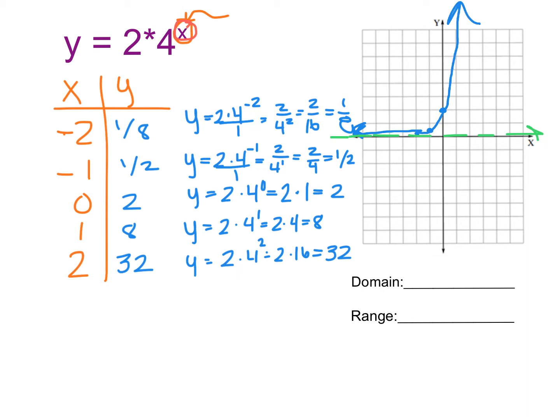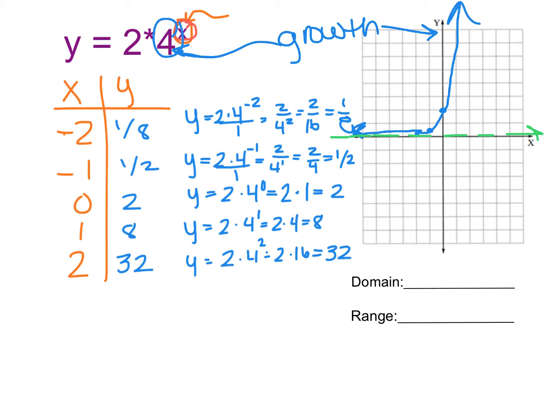Now I know because if I read the graph from left to right and it's shooting upwards, that this is an exponential growth function because it's growing over time. Now the way I can really tell that is by looking at this value right here. This 4, we're repeatedly multiplying by 4.